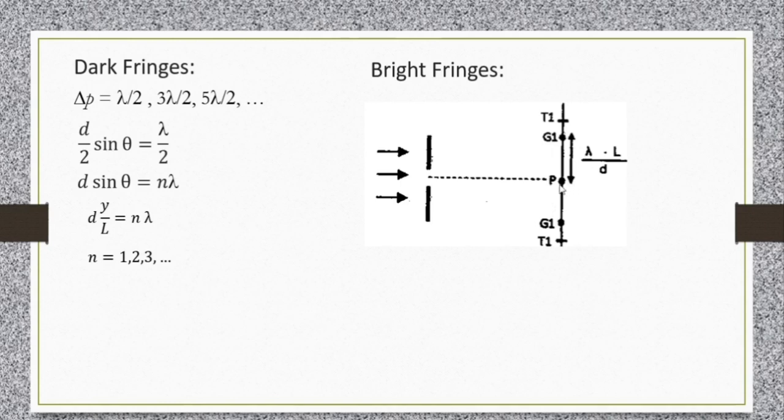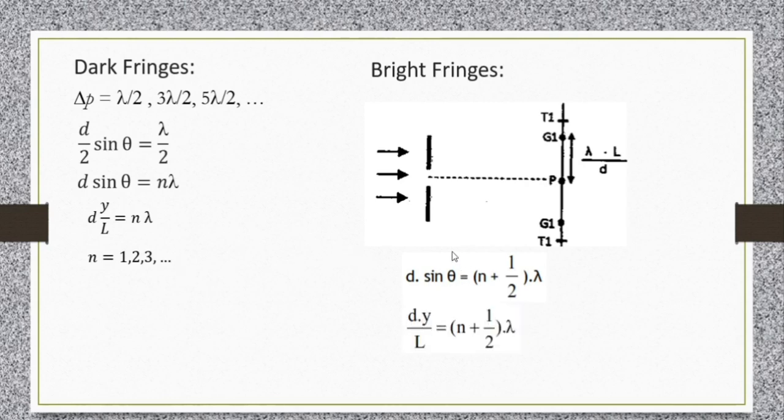So the distance from the central bright fringe to the first dark fringe here will be lambda L over d. Then the width of the central bright fringe is 2 lambda L over d. So the distance from the central bright fringe to the first bright fringe will be 1 plus a half lambda L over d. So we can formulate the bright fringes to be d times the sine of theta equals n plus a half times lambda, where n is equal to 1, 2, 3, and so on.